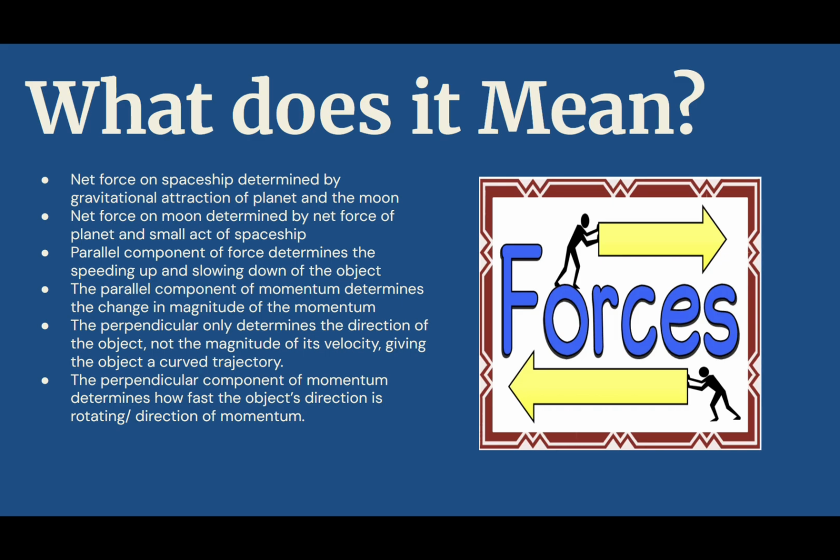The parallel component of the force determines the speeding up and slowing down of the object, while the parallel component of momentum determines the change in magnitude of the momentum, which is slightly different, but they both deal with the magnitude of the velocity. The perpendicular component only determines the direction of the object for the force, not the magnitude of its velocity, giving the object its curved trajectory that we observed. Finally, the perpendicular component of momentum determines how fast the object's direction is rotating, the direction of the momentum, rather than the magnitude of the momentum.